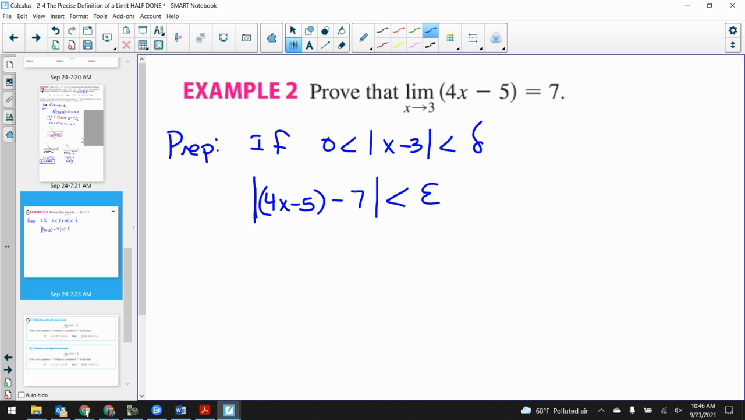So let's evaluate this. Well, isn't that 4x minus 12? I don't really need those parentheses. I was just doing it for emphasis, where I take my f of x and subtract it away from my actual limit. So that's like 4x minus 12.